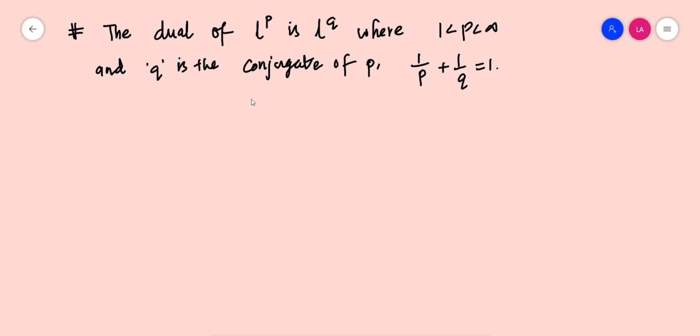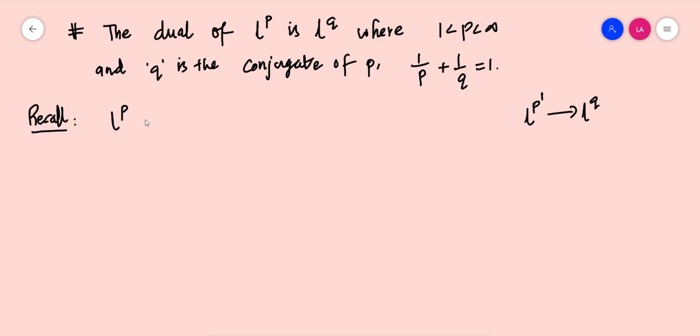So we are going to prove that the dual of LP is actually the LQ space, which means we have to have an isomorphism from LP dash onto LQ. This function should be bijective, linear, and preserve norm. Before getting into much detail, let's recall what an LP space and LQ space are.